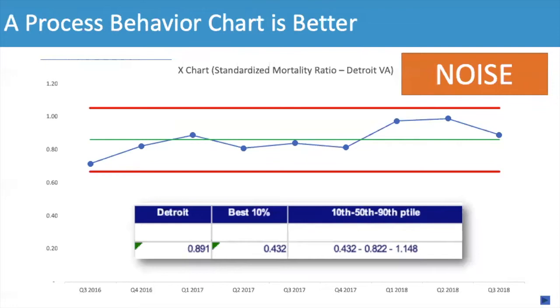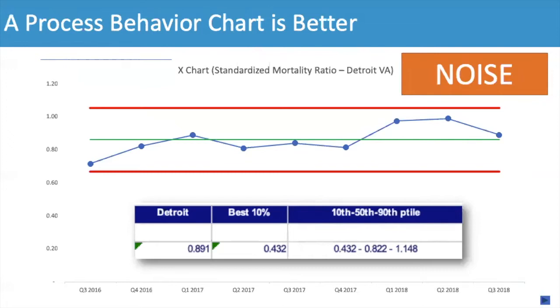Here's the data, where I think a chart like this gives us context of how Detroit is behaving. But that spreadsheet also says, well, Detroit is worse than the best 10%. And then they repeat the best 10%. We've got the 10th percentile, the 50th percentile, the 90th percentile. So we'd say Detroit nationally is doing worse than the 50th percentile in that quarter.